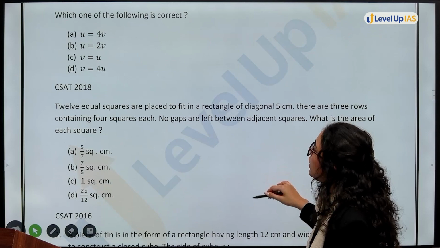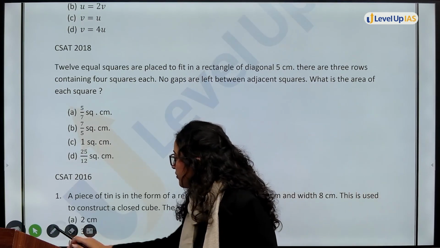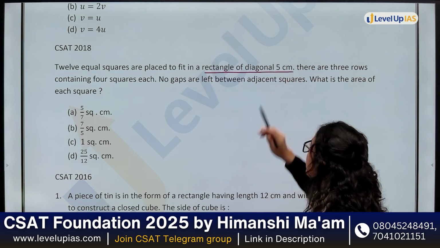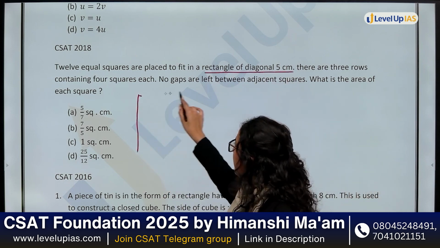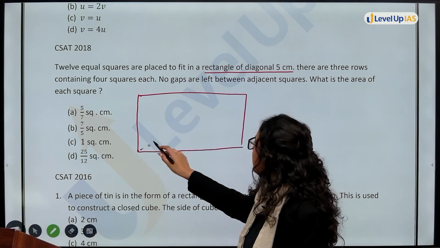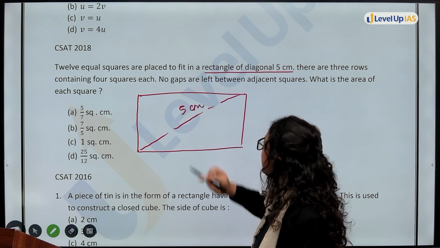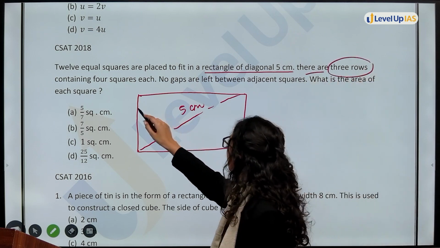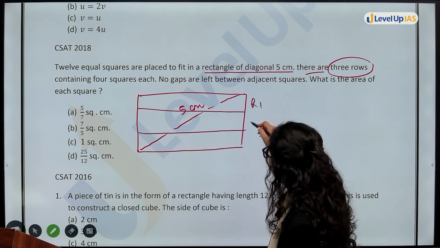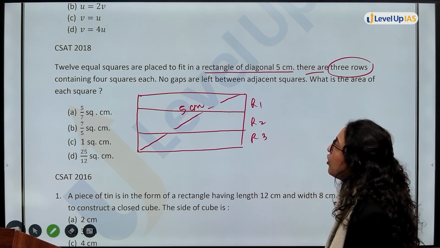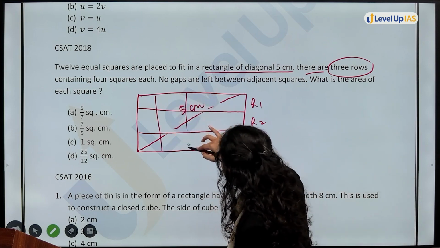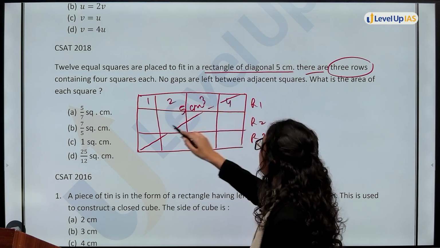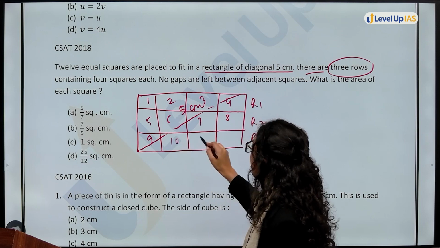So let's move on to the next question, that is of CSAT 2018. Now, what is the question? 12 equal squares are placed to fit in a rectangle of diagonal 5 centimeter. So this is a rectangle. Diagonal is 5 centimeter. 12 equal squares are put and there are 3 rows: row 1, row 2 and row 3, containing 4 squares each. So 1, 2, 3, 4 squares each. 3 rows containing 4 squares. So 1, 2, 3, 4, 5, 6, 7, 8, 9, 10, 11, 12.